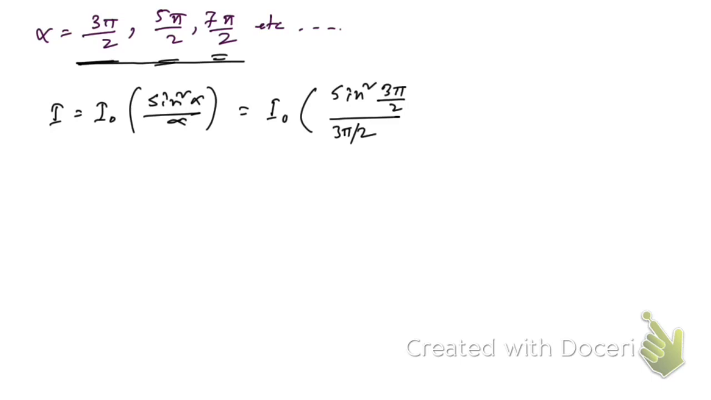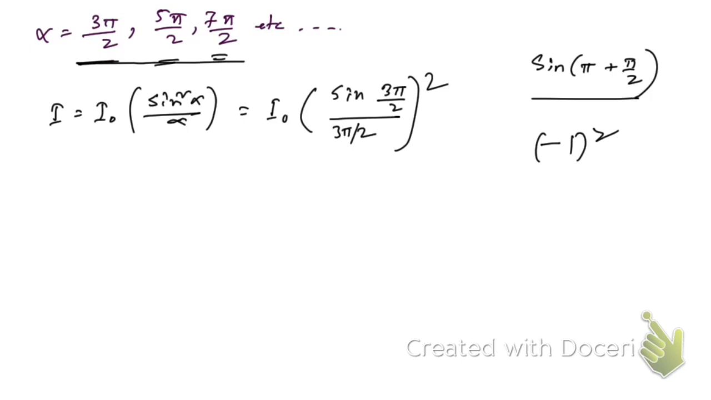And this is supposed to be a whole square, because sine square alpha by alpha square we can write as a whole square, right? Hope you have understood this. Now you see, sine 3 pi by 2 you can write as sine of pi plus pi by 2, right? Sine of pi plus pi by 2 is going to be minus 1, and squaring that we get plus 1. So this turns out to be I naught by minus 1 over 3 pi by 2, whole square.